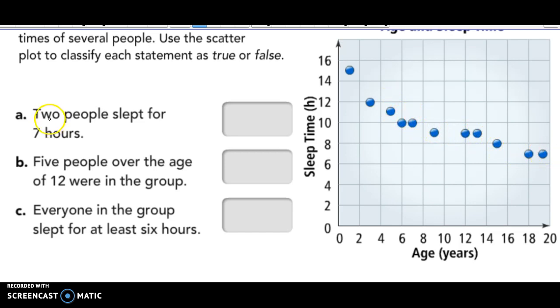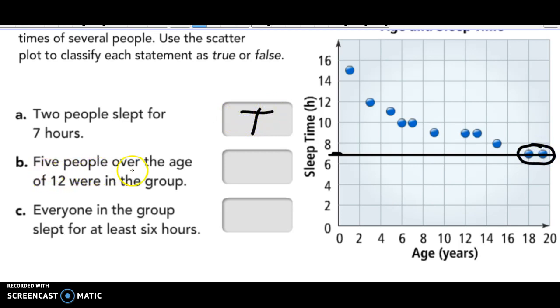So let's look at these statements. Part A: 2 people slept for 7 hours. As I'm looking at my scatter plot, I'm looking for the number of people who slept 7 hours. I'm going to find on my y-axis, 7 would be right here. If this is 7, I want to see how many points go through this. And it appears that there are indeed 2 people who slept for 7 hours, and they're represented by these 2 points here. So I would say that is true.